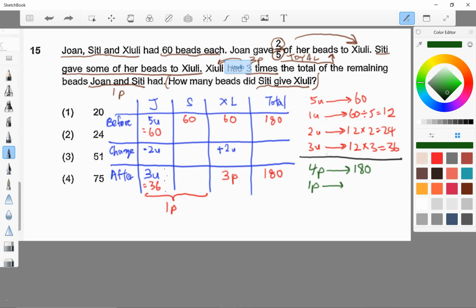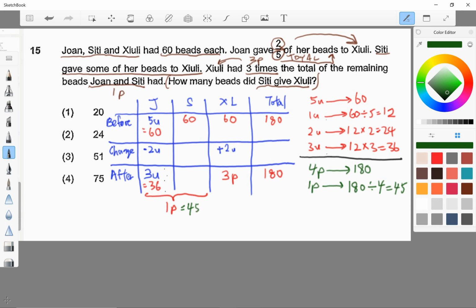And this will mean that 1 part will be 180 divided by 4. If I were to do my long division, 180 divided by 4, this will lead me to 45. Because 180 divided by 2 is 90, if I were to continue dividing 90 by 2, I will eventually arrive at 45. Alright? So this will mean that 1 part is 45.